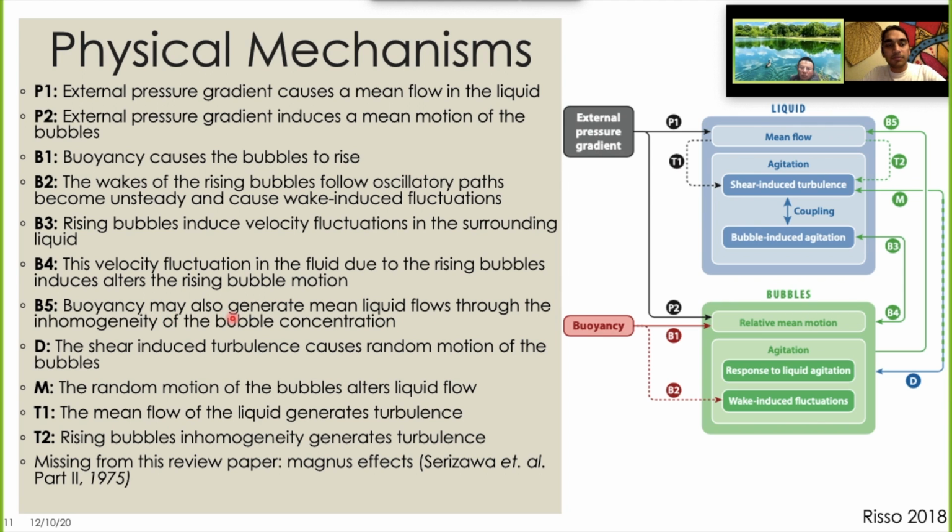And finally, the buoyancy may also generate mean liquid flows, as we saw previously in the stratified flow video that I showed. There might be shear induced turbulence caused by the random motion of the bubbles, and the random motion of the bubbles may cause some liquid flow as well. Finally, T1 refers to the mean flow that generates the turbulence, and the rising bubbles may also cause turbulence.